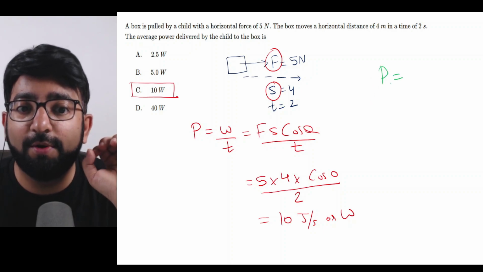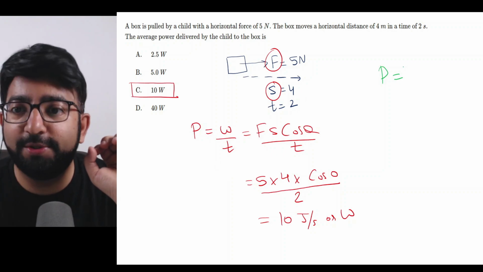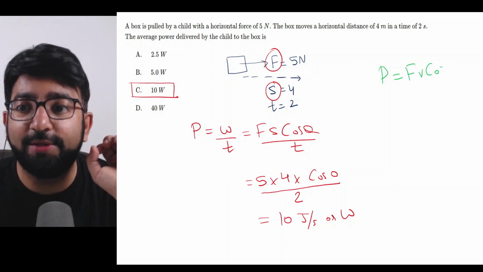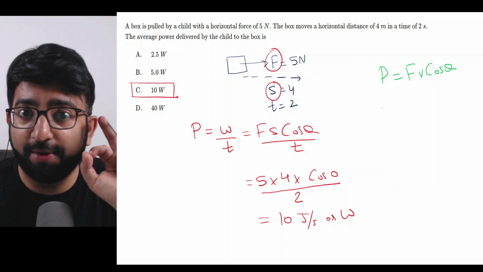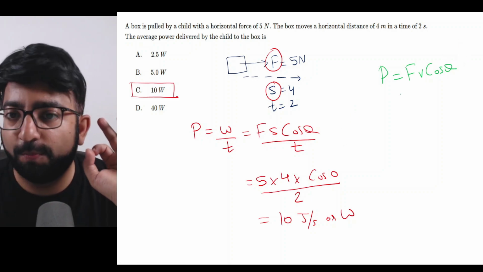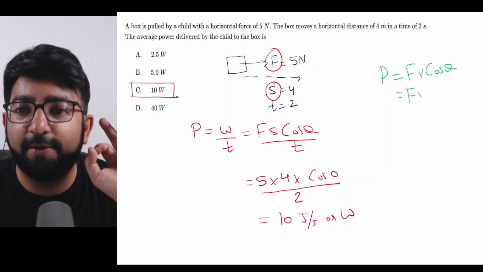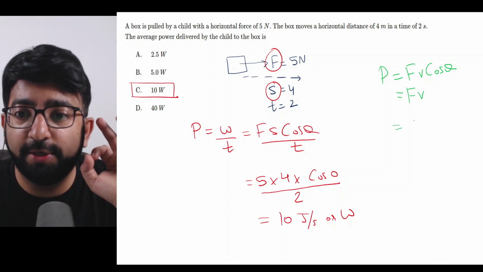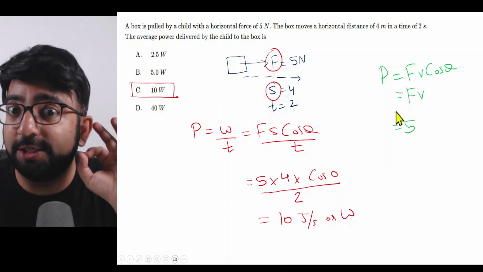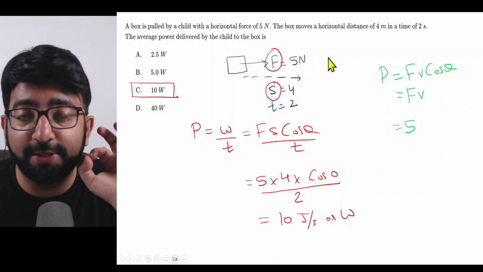Now, there is one more alternative to solve this question. Instead of work done upon time, we are going to use the formula F V cos theta. Theta is 0 degrees, cos 0 will be 1, so power will be written as F into V. Now, force is mentioned as 5, but V stands for the velocity, which the question has not given.